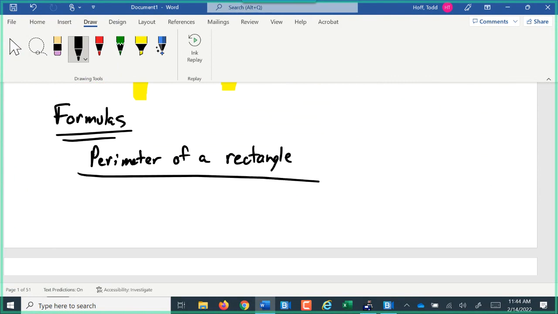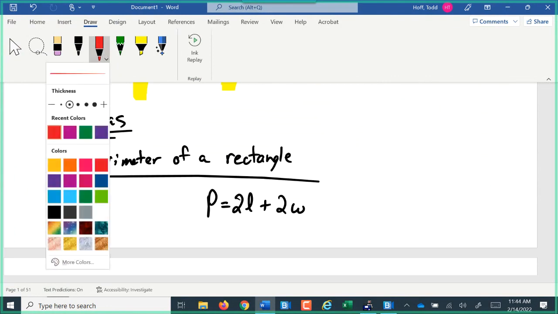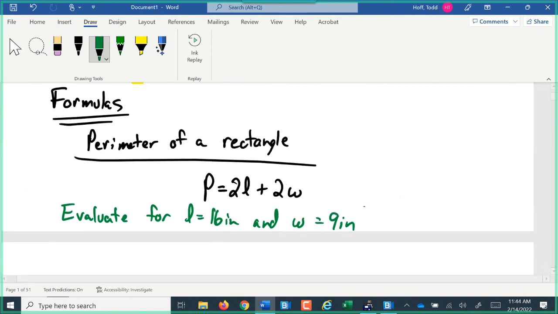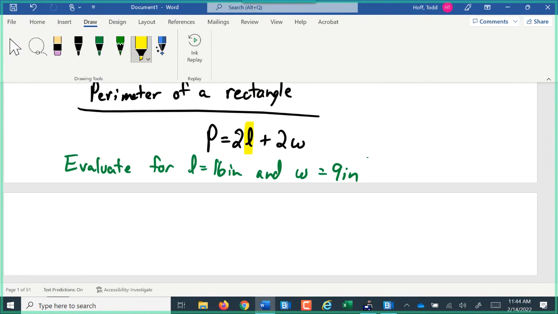Find the perimeter of a rectangle. It's 2 times the length plus 2 times the width. So we might be asked to evaluate for L equals 16 inches and W equals 9 inches. That's asking us to replace the variables in this formula with the values that each variable has been assigned.